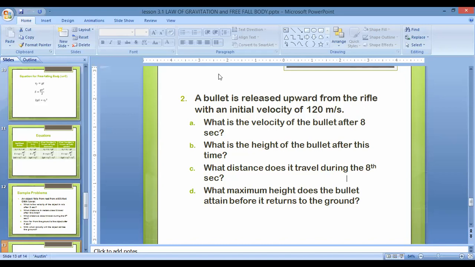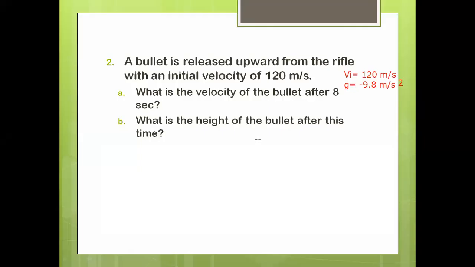So this one, there is now an initial velocity. So g is still negative 9.8. Please remember that. Whether it goes up or down, g is always taken as a negative value. And here are the things that we are being asked to calculate. So you can get a piece of paper there. So our initial velocity this time is no longer 0 because this is now fired upward.